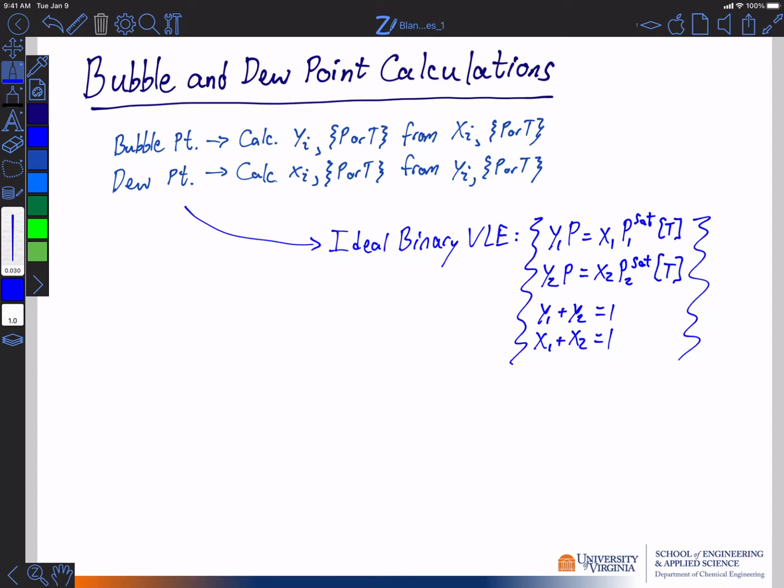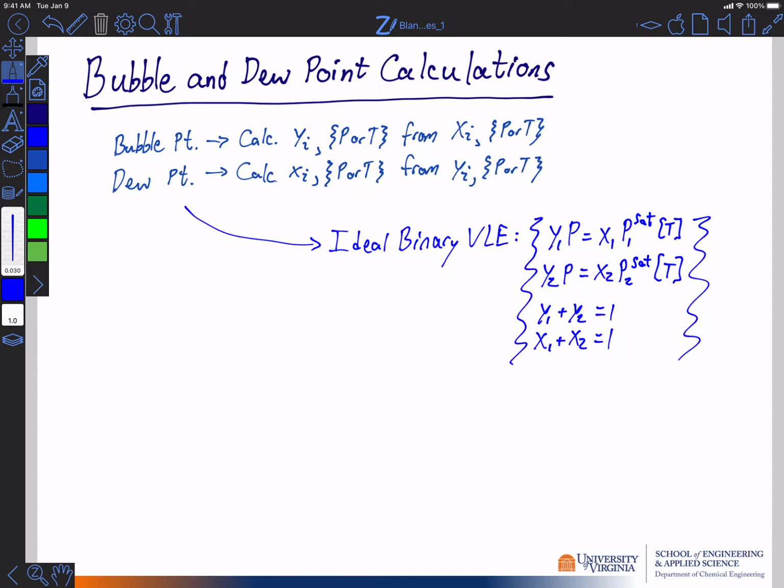Now the challenge that we're facing is how do we extend this to situations where things are a little bit more complicated in terms of having perhaps more components in the system, which is what we're seeing when we start doing multi-component distillation type problems. Additionally, we might be in a situation where we want to relax that ideal assumption and we don't want to use Raoult's law anymore.